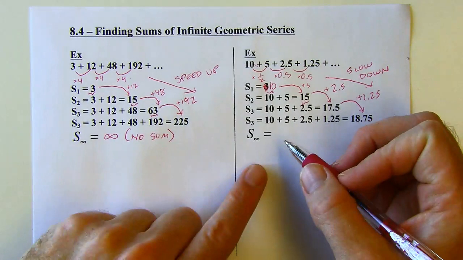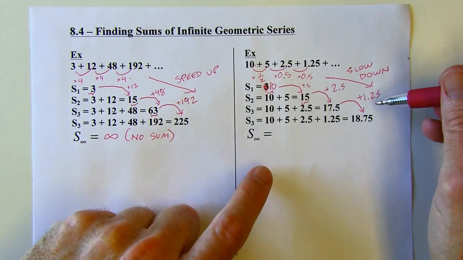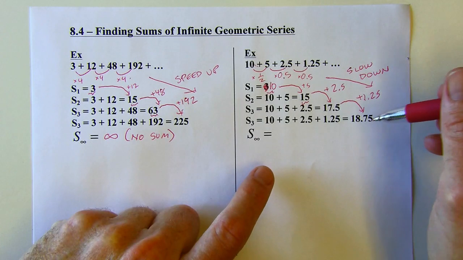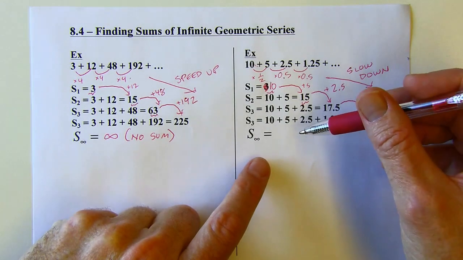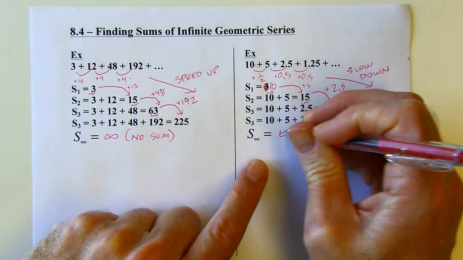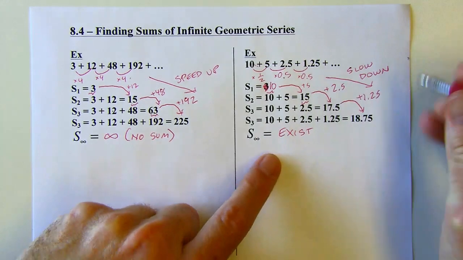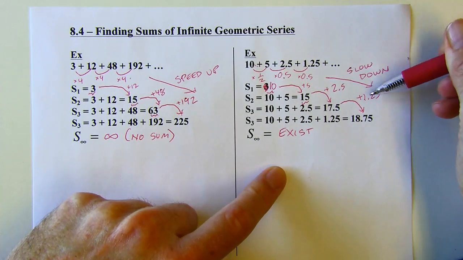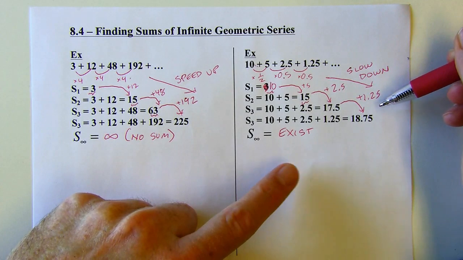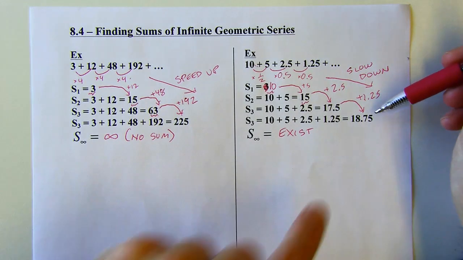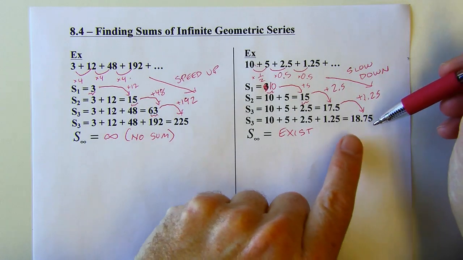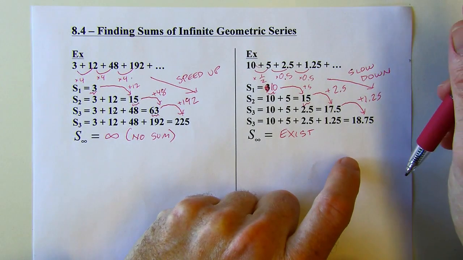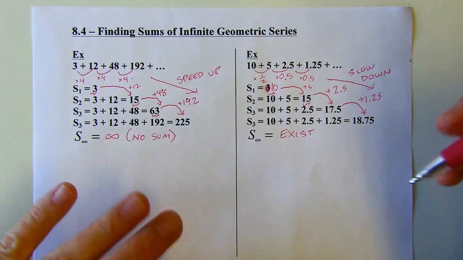As opposed to this one, since we're adding smaller and smaller pieces, there's actually going to be a maximum amount. For right now, I'm just going to say this sum exists because we're adding smaller and smaller pieces. We're adding half of what we added in the previous one. Pretty soon we're going to be adding really minuscule pieces to the pot. It's true, the sum will keep growing, but it's going to be approaching a certain number that it won't pass. So it has a limit.